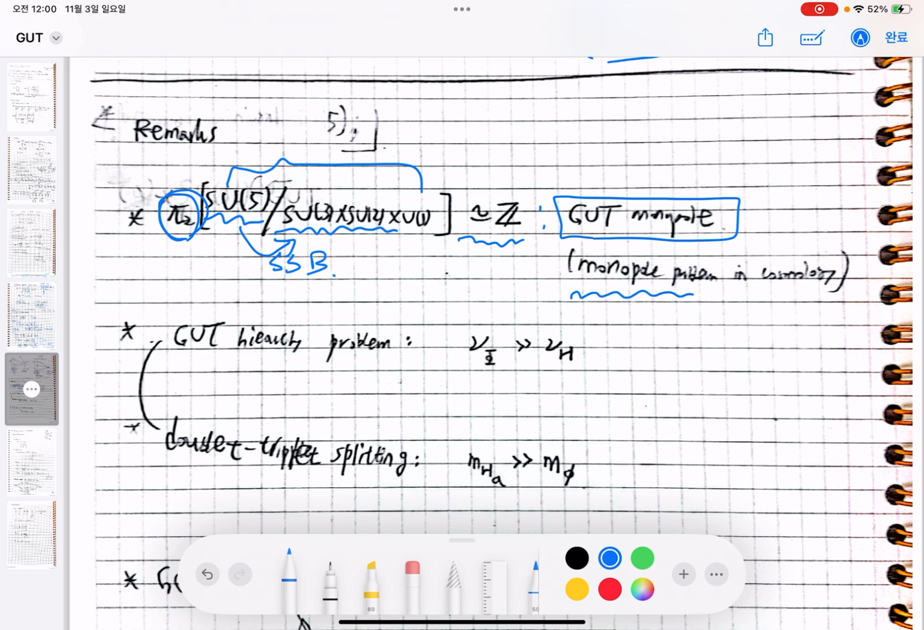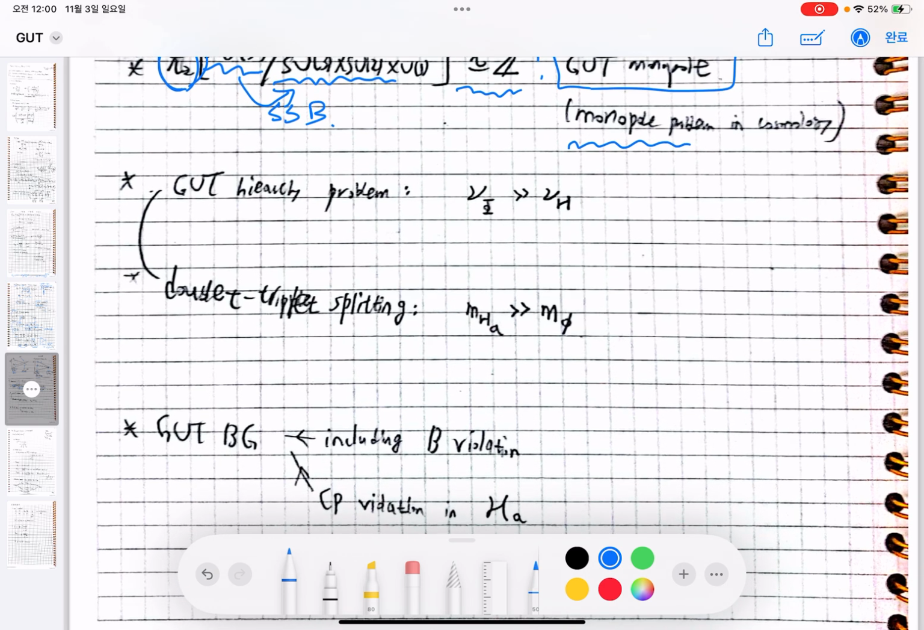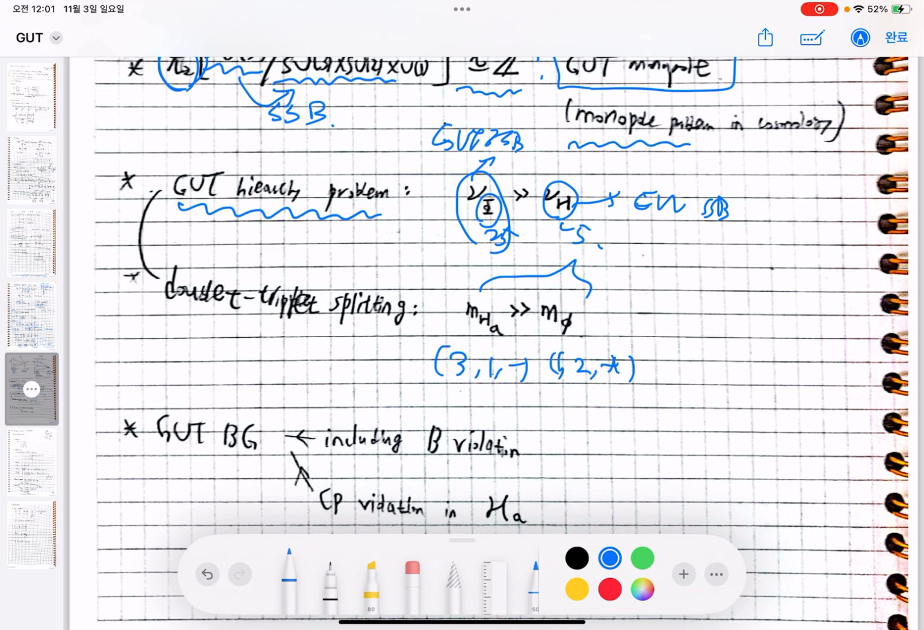And there is still a problem in the GUT, the hierarchy problem. The vev of the 24 representation and the vev of the 5 representation of the Higgs have a very big difference, because the former makes the GUT spontaneous symmetry breaking, but the latter gives the electroweak symmetry breaking. And also inside of these 5 representations, the colored Higgs, the 3 part and the 2 part, also have different masses.